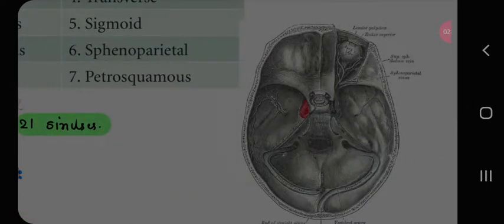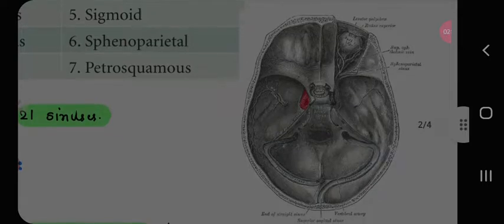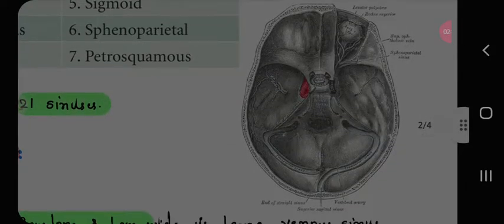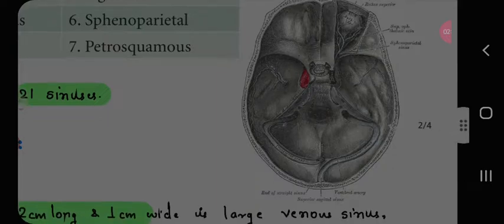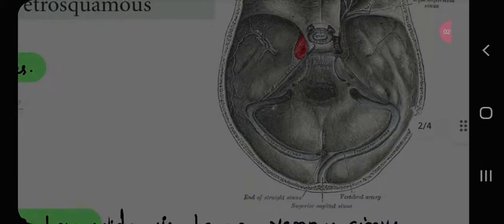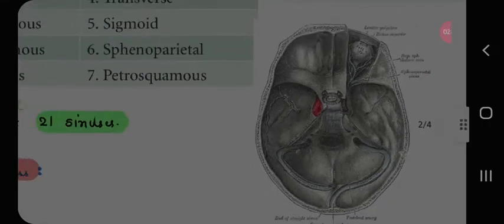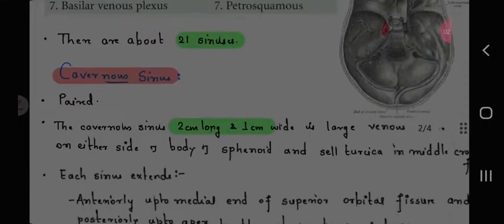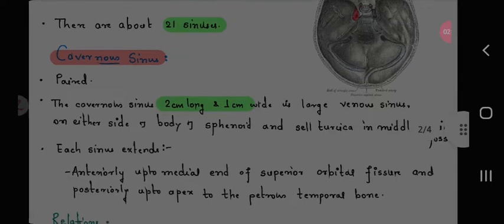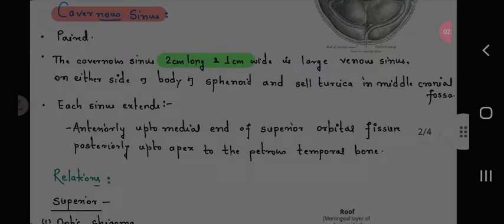Levator palpebrae, rectus superioris, superior ophthalmic vein, sphenoparietal sinus, end of the straight sinus, superior sagittal sinus, vertebral artery, transverse sinus, superior petrosal sinus, middle meningeal vein and artery. There are about 21 sinuses. So the cavernous sinus is very important for our exam, so we are going to revise it.